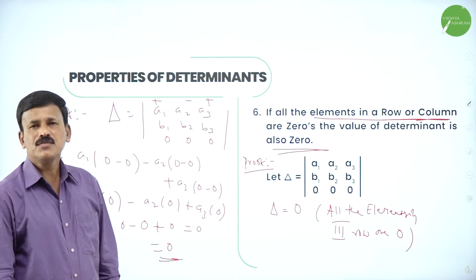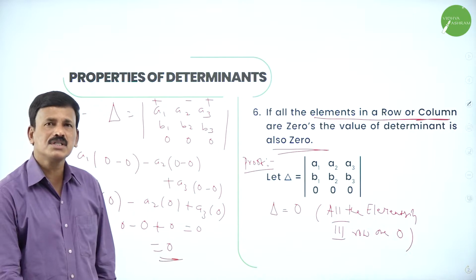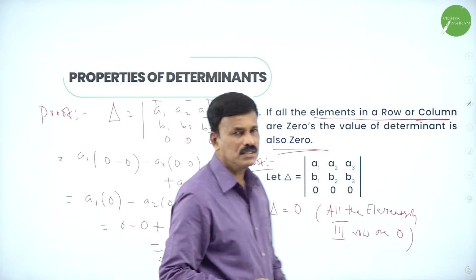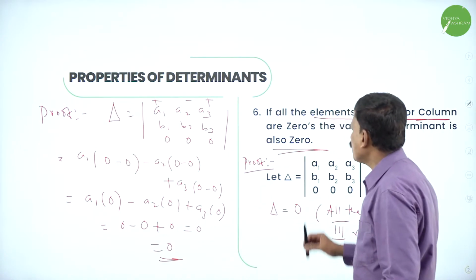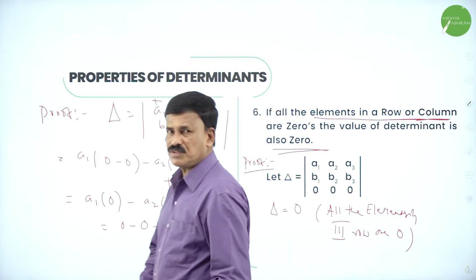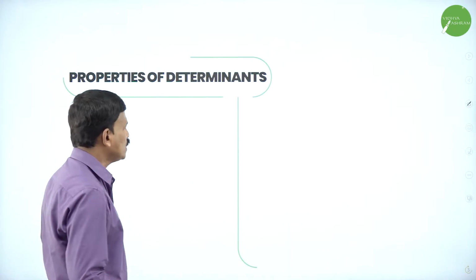So that means if all the elements in a row or column are zeros, then the value of a determinant is always equal to 0. That is the meaning of this property. Very important property. Now let us verify with an example.